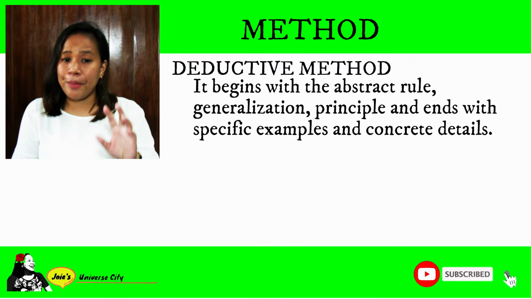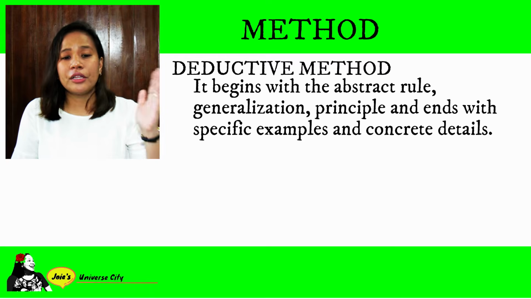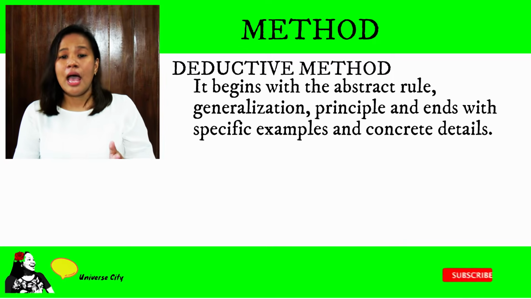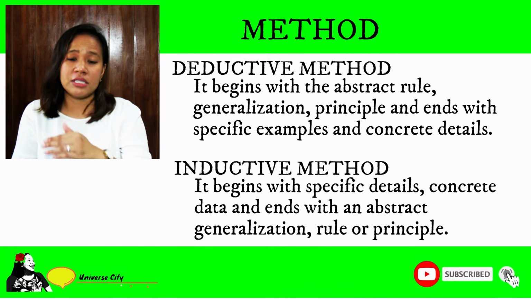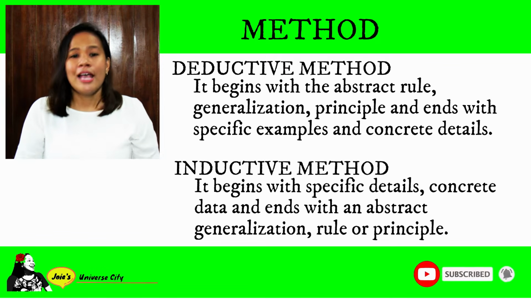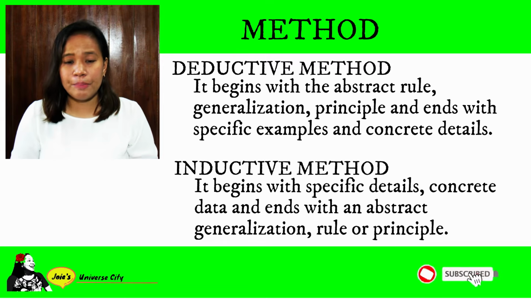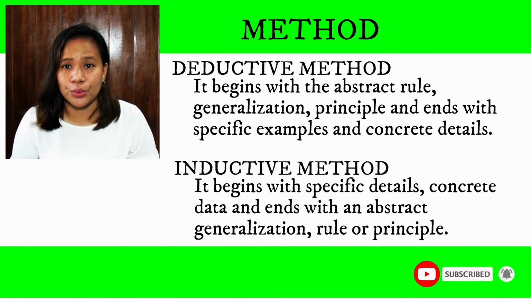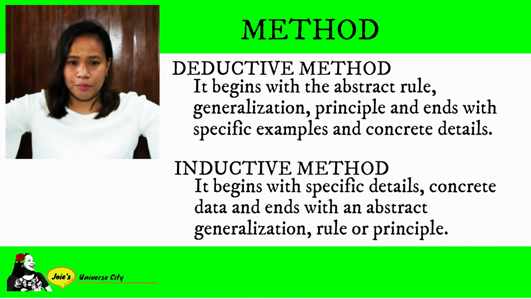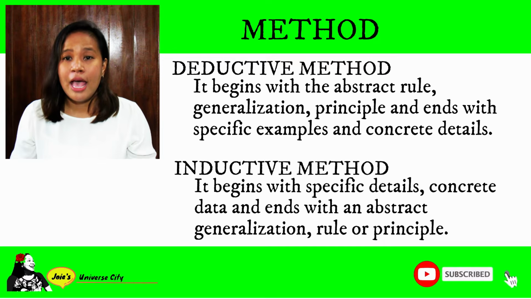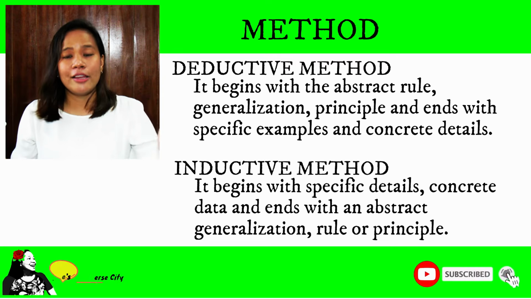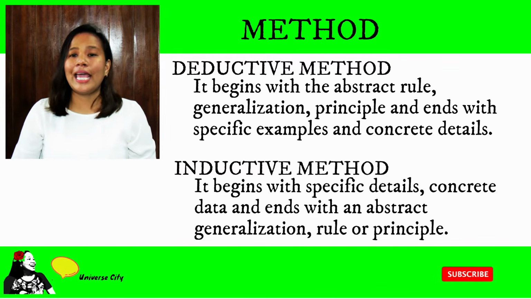When you say deductive method, it begins with the abstract rule, with a generalization, with a principle, and ends with specific examples and concrete details. But inductive, on the other hand, begins with the specific details and ends with the rule or the principle. Okay, so let's try to take a look at the deductive method first. From the term deductive, you have to deduce. Okay, that's why for you to deduce something, you have to start with the biggest one. We have to start with the abstract picture or the principle, and then you specify things.